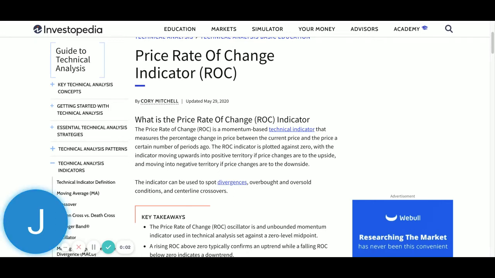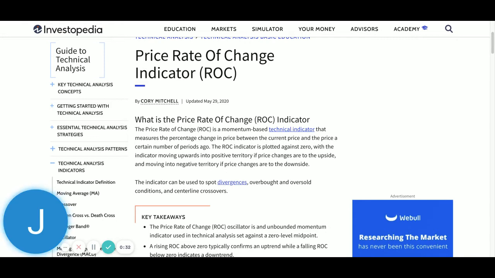The price rate of change indicator, or ROC as it is commonly abbreviated, is one of the most important stock indicators for screening stocks. It's actually really simple. It's basically just the percentage change that a stock has had in its price over a given period of time. So, for example, if a stock has gone up by 14% over the last 20 days, then the rate of change is 14, or 14%.